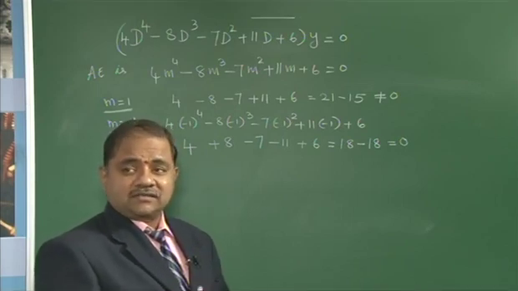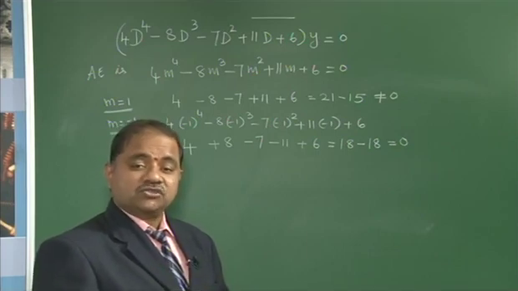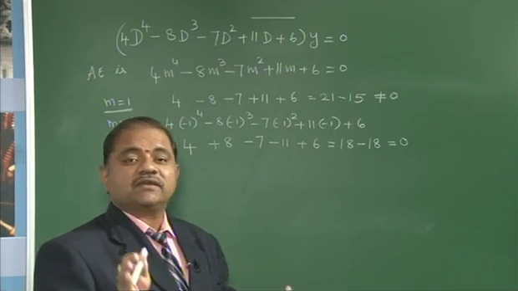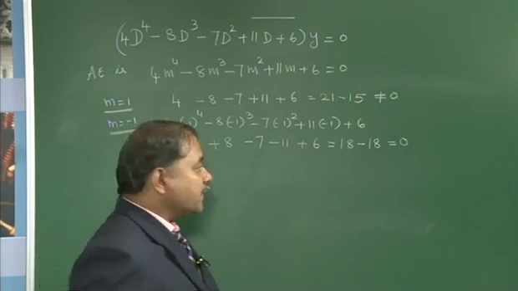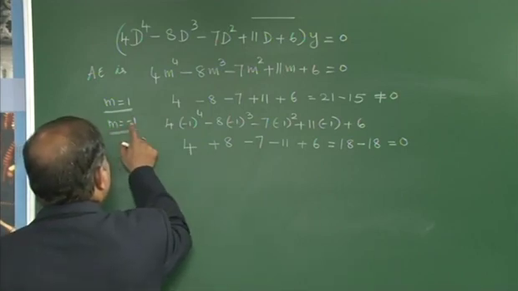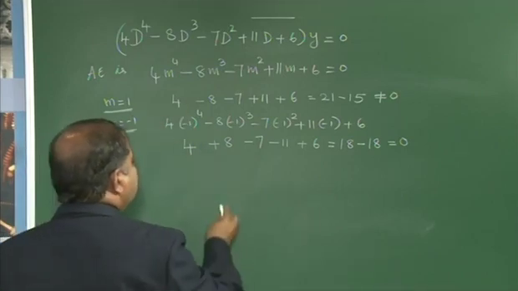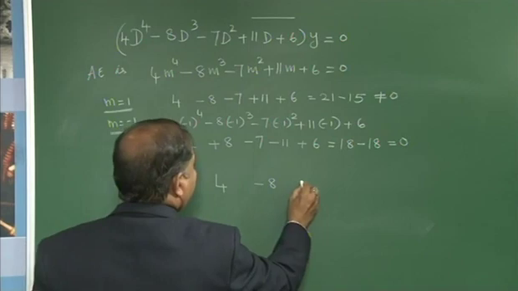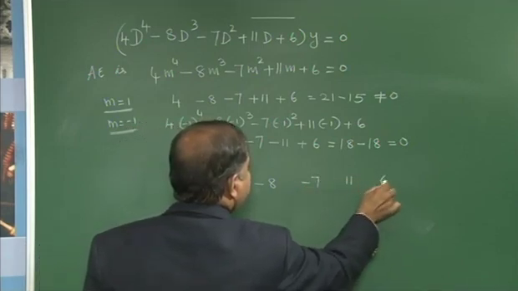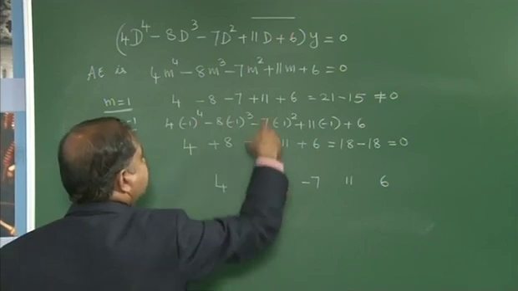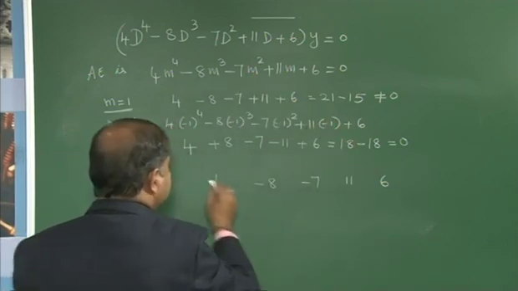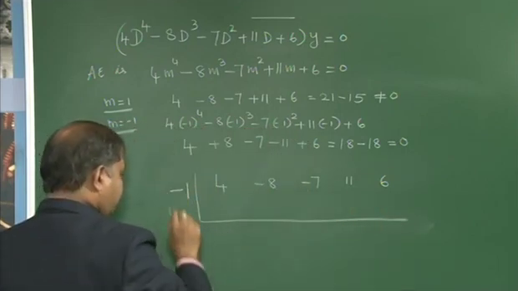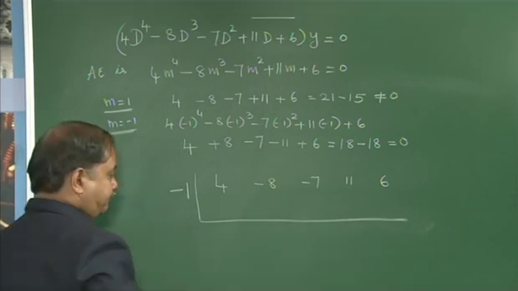Suppose you don't get minus 1 either, then start with 2, minus 2, 3, minus 3. Out of these 6 values, compulsorily one should satisfy the equation, which is the root. So what happened now? m is equal to minus 1 is a root. Now, write all the coefficients from the equation: 4, minus 8, minus 7, 11, 6. Compute the synthetic division by the root minus 1.